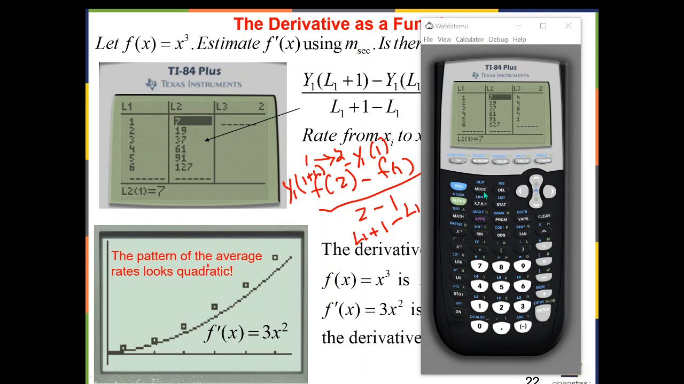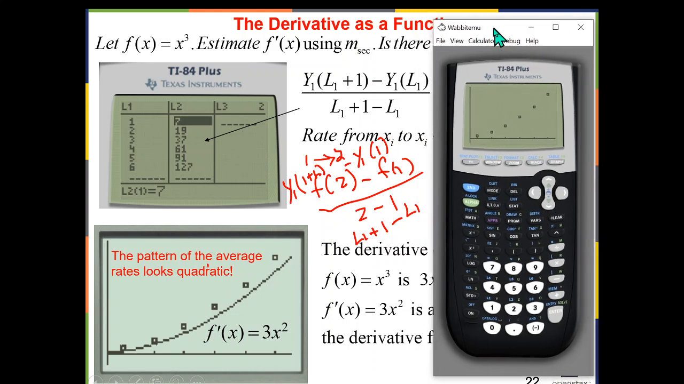So what I'm going to do is go to second, stat plot. Then I'm going to pick the first one, press enter to turn it on. Then I'm going to go to scatter plot right here, L1 versus L2, and then I'm going to go to zoom 9. There, you see?